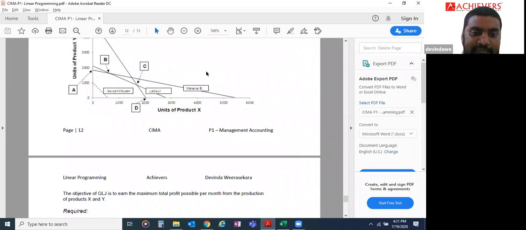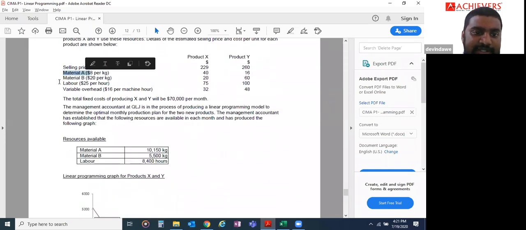But in that other question that we did, there are three resources: material A, B, and labor. At the optimum production point, the two resources that are meeting are material A and labor. These are the two constraints that are meeting. If you're calculating the shadow price for material A, you only increase material A by 1 unit; labor you keep the same. If you're calculating the shadow price for labor, you increase labor by 1 unit and keep material A the same. You can't increase both in the same calculation. Any questions on that?